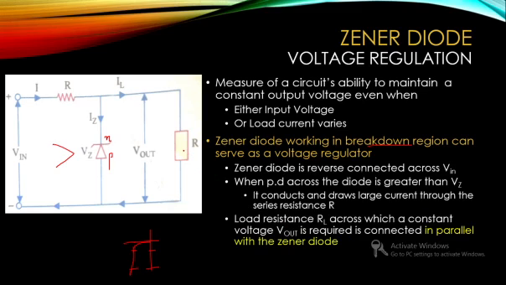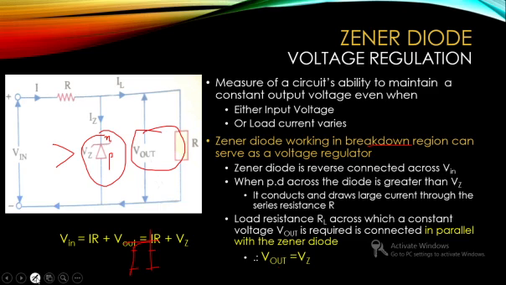So the load resistance, for which the constant output supply is required, is connected in parallel with the Zener diode, so that we know that if a branch or an equipment or a resistance is connected parallel with another one, the voltage in one branch will be the same as the voltage in the other branch, because they are parallel. That is the concept of parallel connection. Okay, so from that we can write V out for all conditions, the output voltage, will be equal to the Zener voltage.